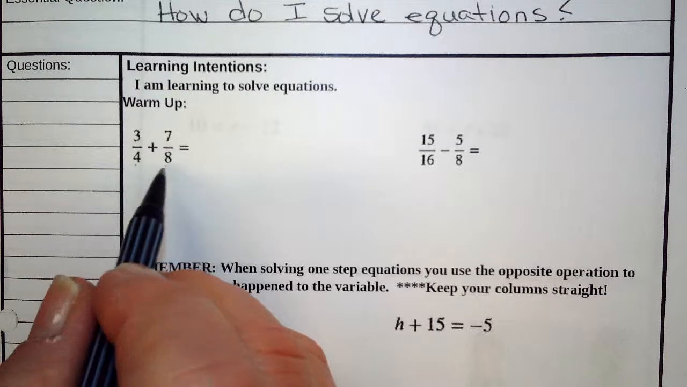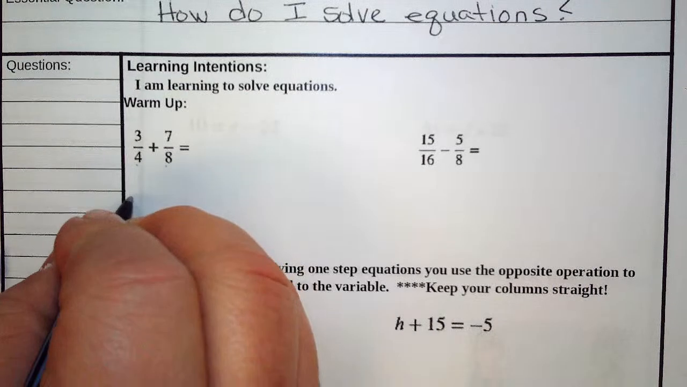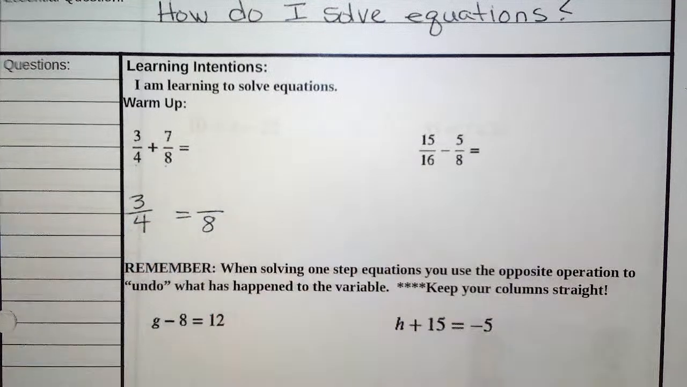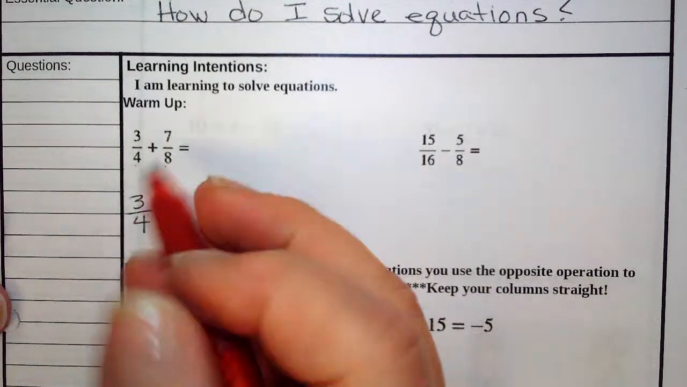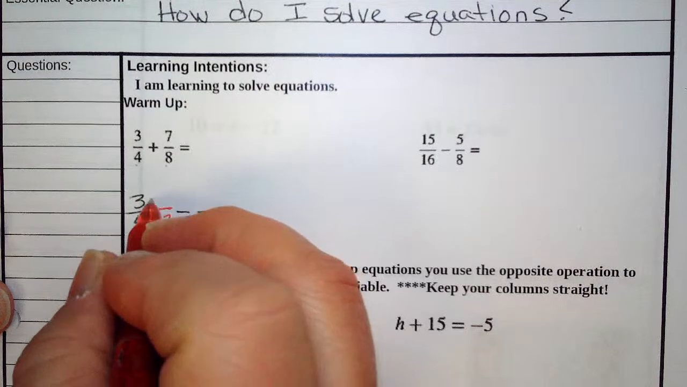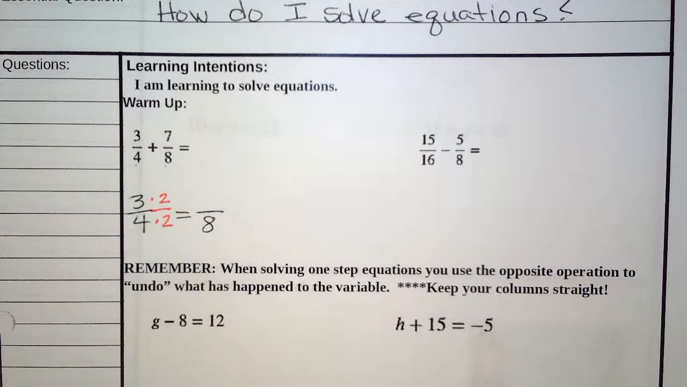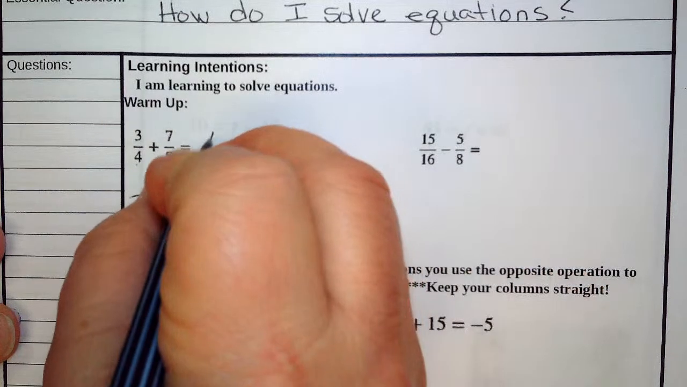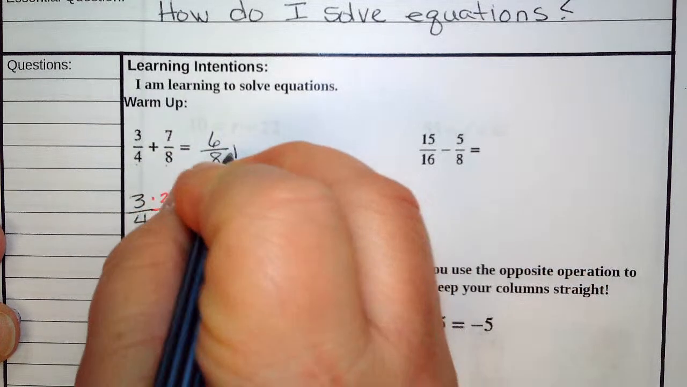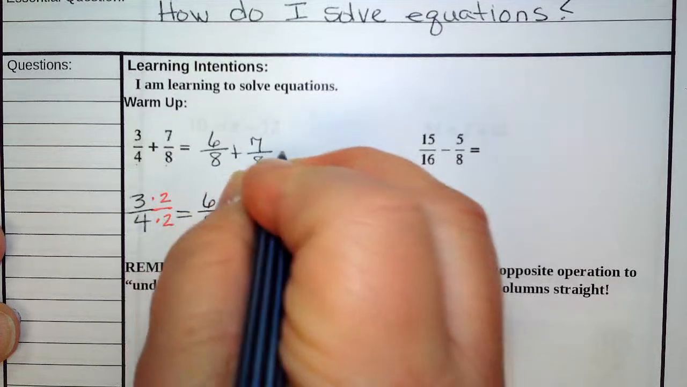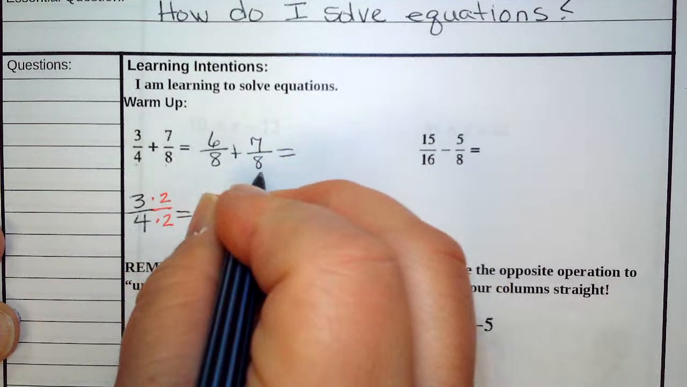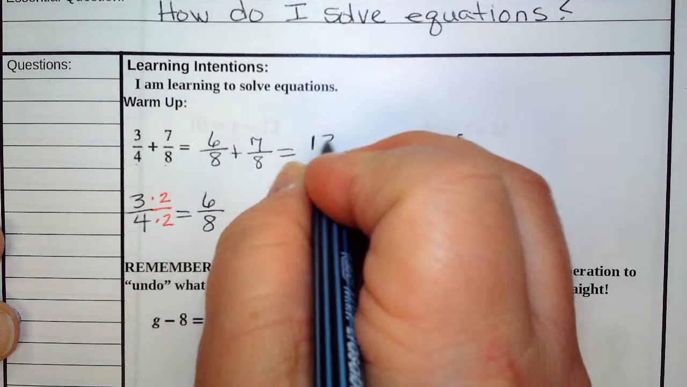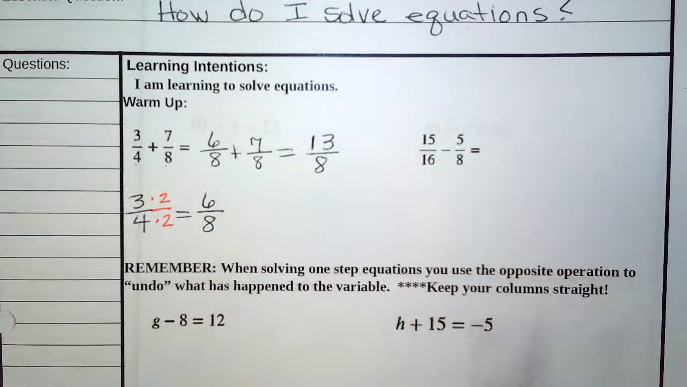I know that 2 times 4 is 8, so I can easily change 3 over 4 into something over 8 by multiplying top and bottom by 2. So 3 over 4 is equal to 6 over 8. 6 over 8 plus 7 over 8. Now, my denominators are the same. I simply have to add the numerators. 6 plus 7 is 13. 13 over 8 is our answer.